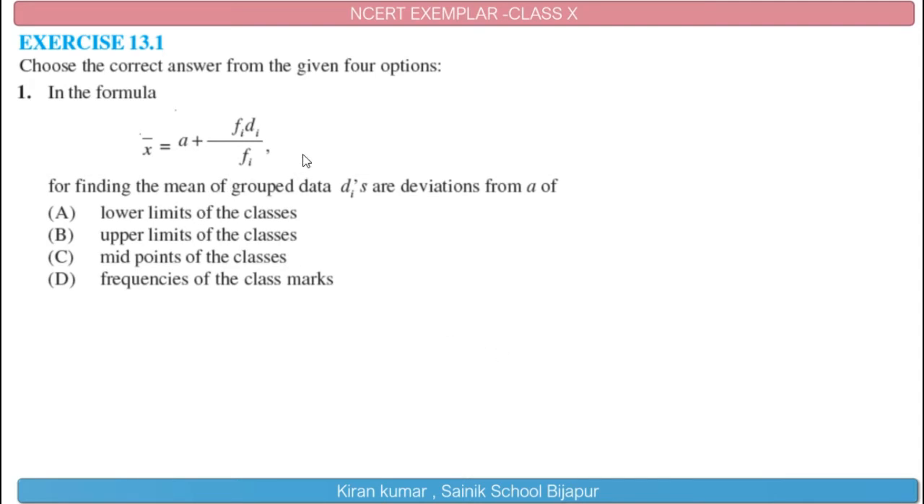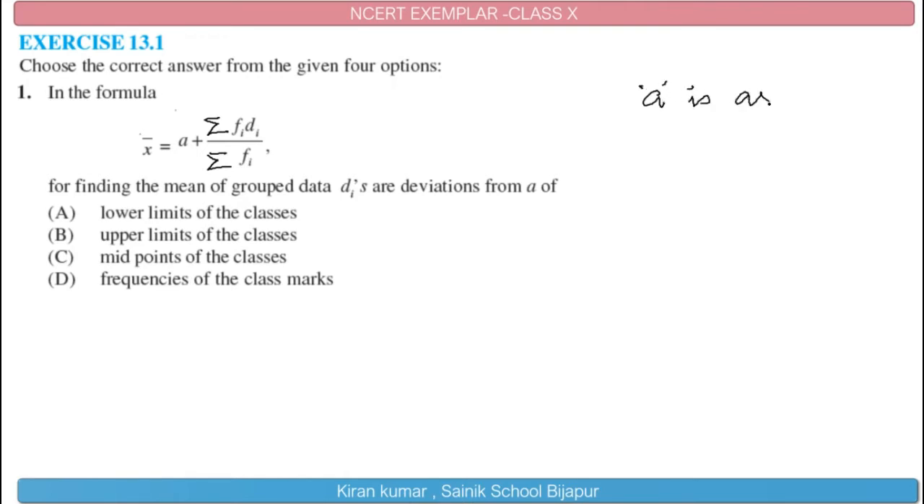Choose the correct answer from the given 4 options. In the formula x bar equal to a plus sigma fi di upon fi, for finding the mean of group data, di's are deviations from a of. There are 4 options: lower limit of the class, upper limit of the classes, midpoints of the classes, frequencies of the classes. In this formula, A is the assumed mean.